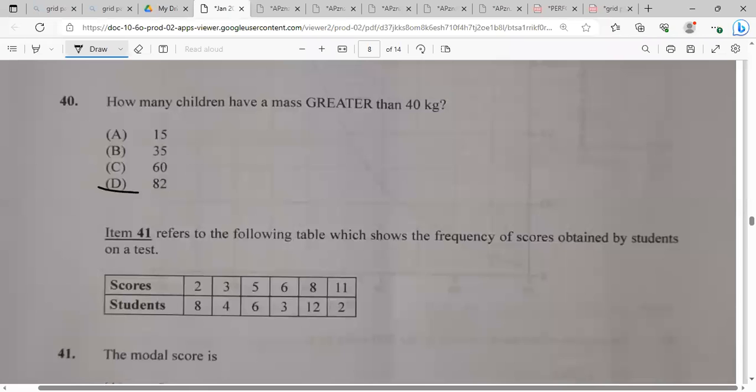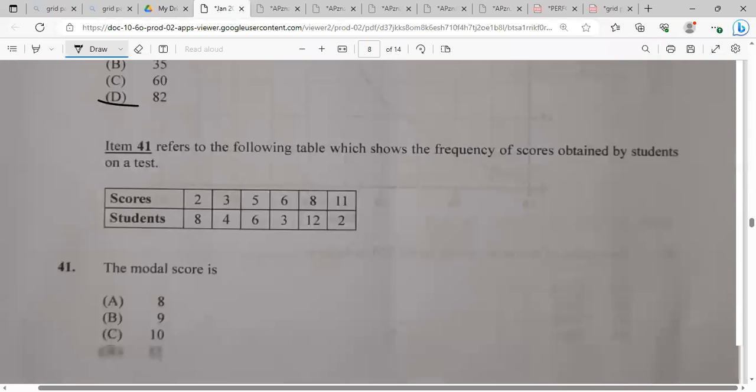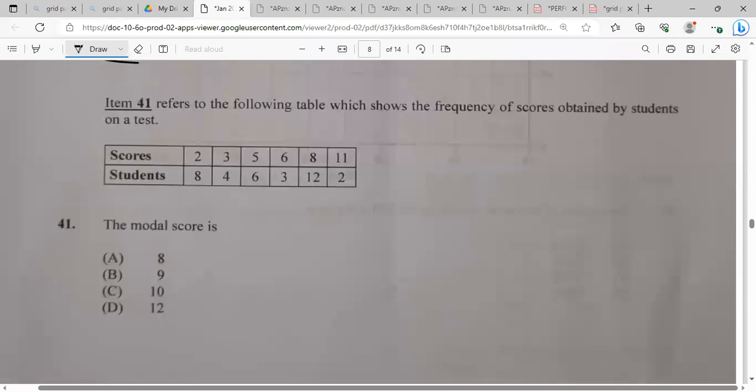All right. Item 41 refers to the following table, which shows the frequency of scores obtained by students. The modal score is it 8, 9, 10, or 12? The modal score. So we'll look at the one with the highest frequency, which is 12. No, the number is not greater than 12, but the score itself is 8. So the answer would be 8.